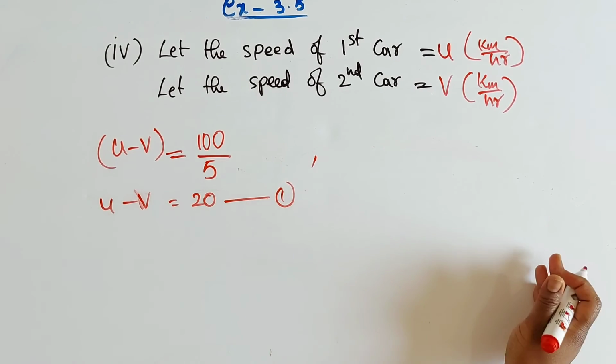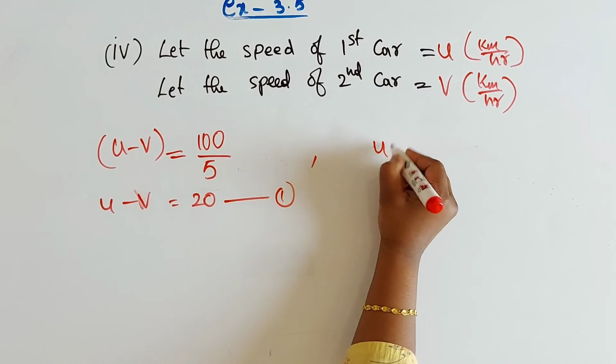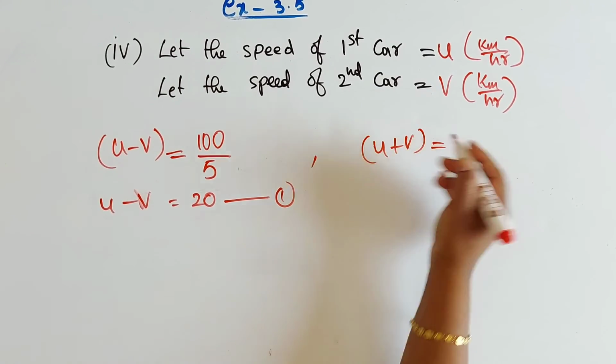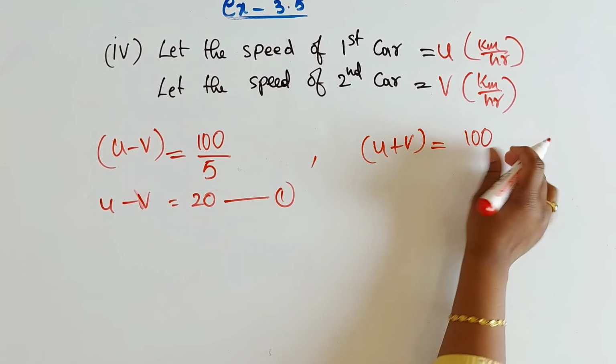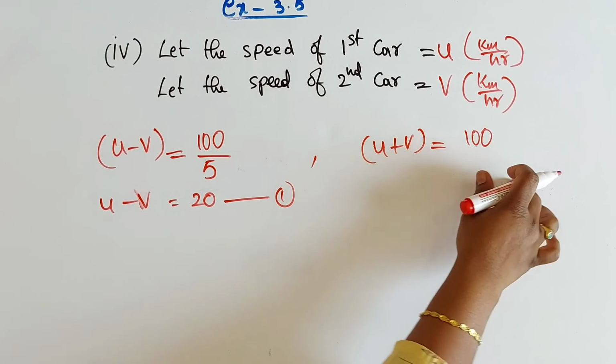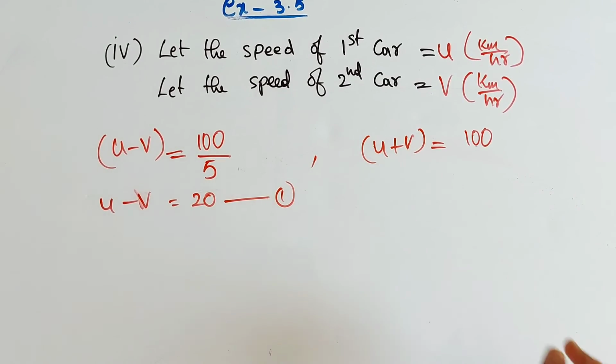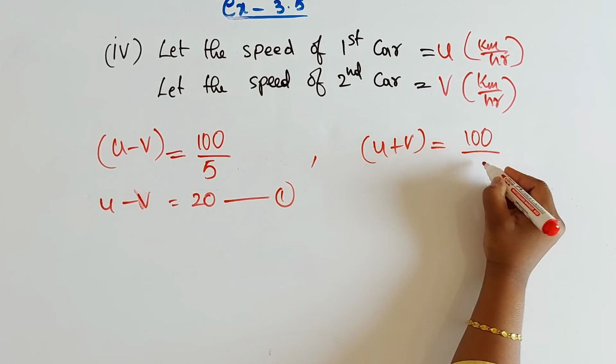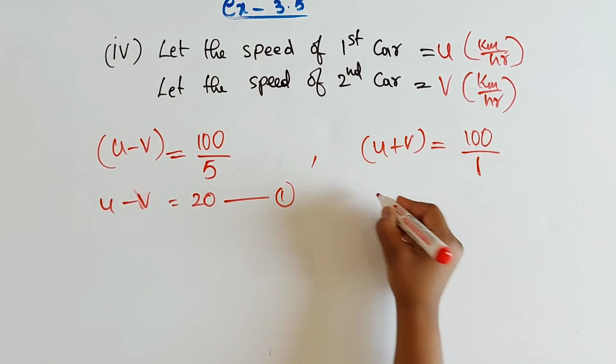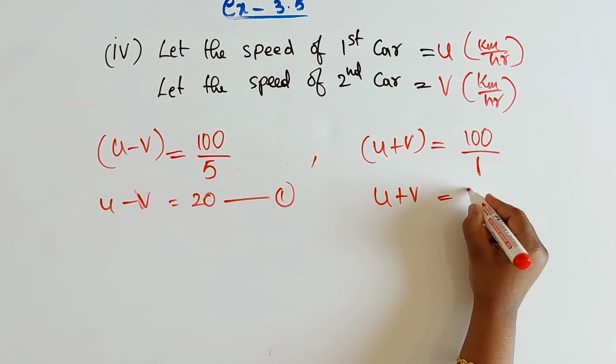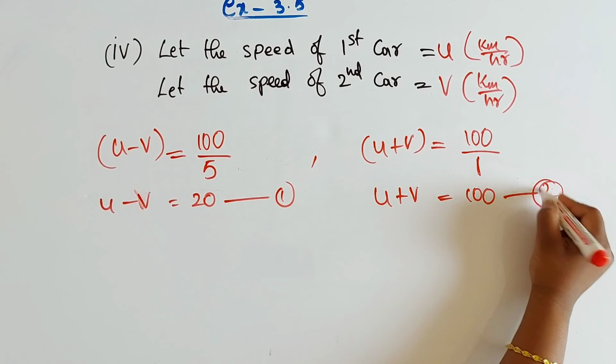They travel toward each other means with the same speeds. That means u plus v equals distance by time again. 100 kilometers distance, in 1 hour they will meet. Correct, children? So, u plus v equals 100. This is the second equation.